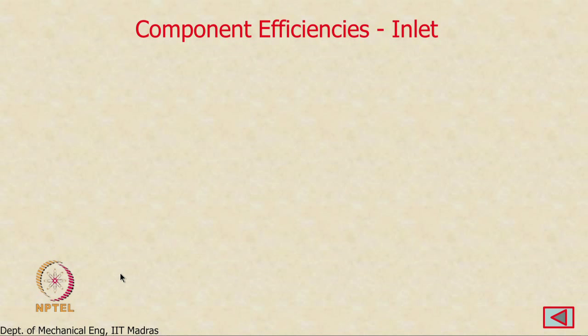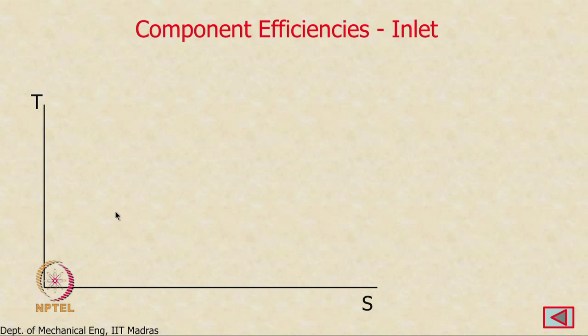So, let us start with the first component, which is the inlet. The inlet, as you can see, has a static state corresponding to this. This is the free stream static temperature, and this is the free stream static pressure, and this is the inlet state.